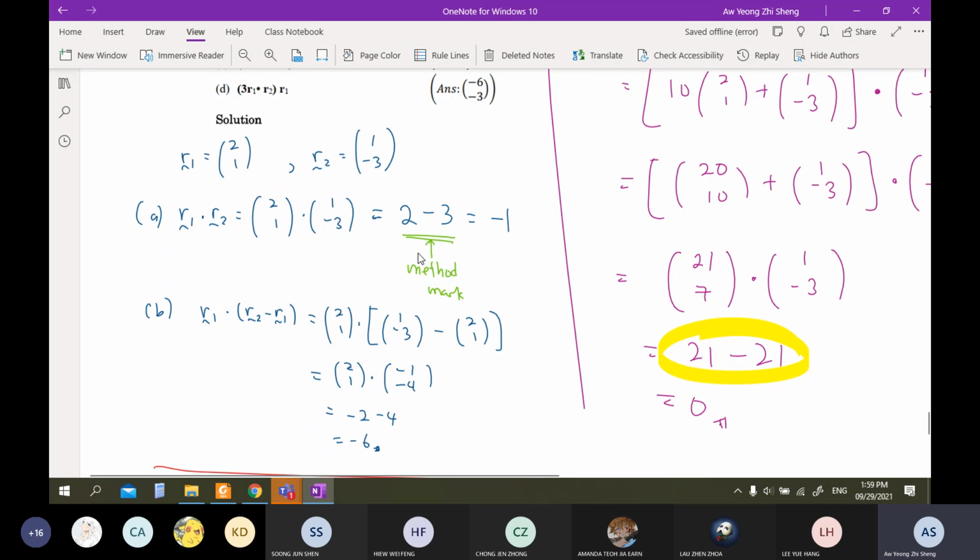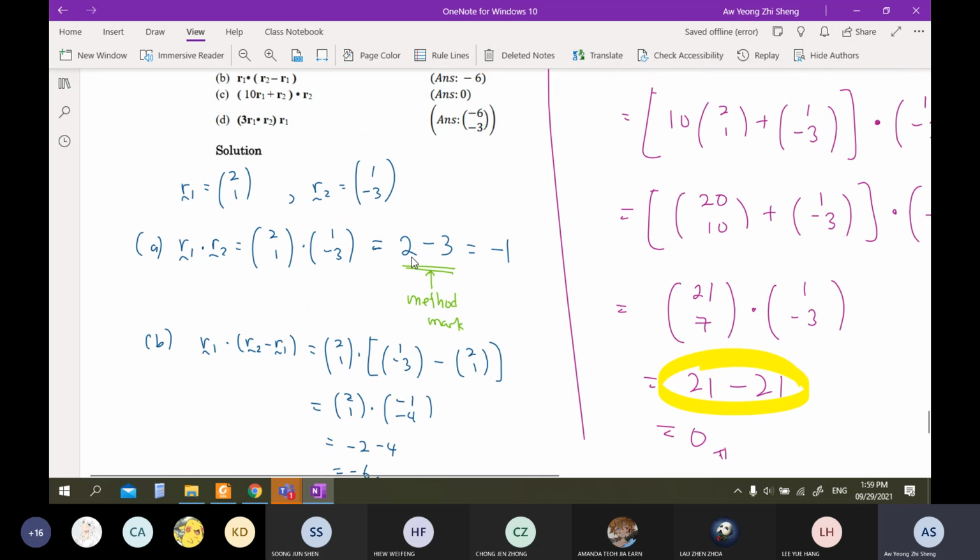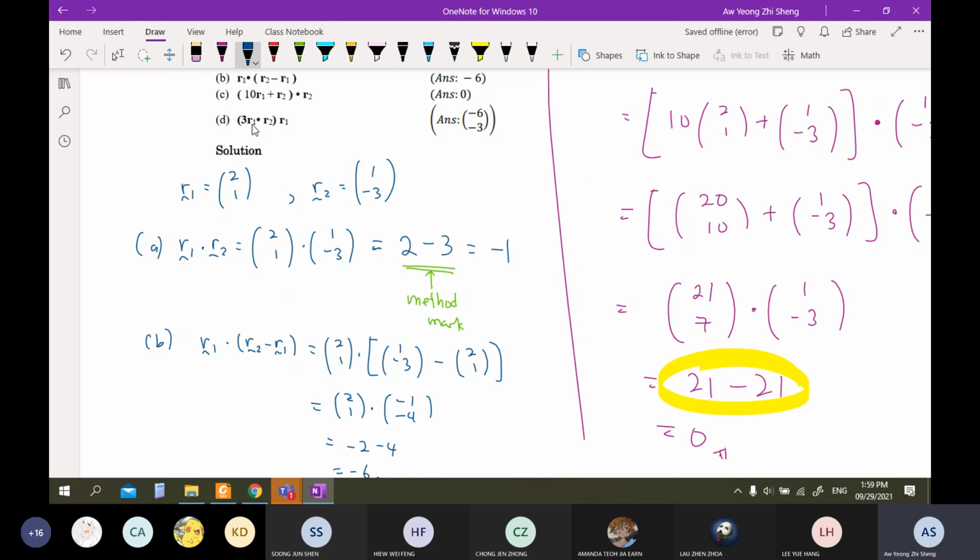Okay. For part D, the question there, they write 3R1 dot R2. It's not very clear whether the 3 is stuck together with R1, or is it 3 multiplied by R1 dot R2. As I mentioned just now, whether you stick your 3 with R1 or you isolate your 3 at the outside, it doesn't affect the final result. To make it clearer, it's actually better to use some brackets to make it clear whether your 3 is isolated at the outside or sticking together with R1.